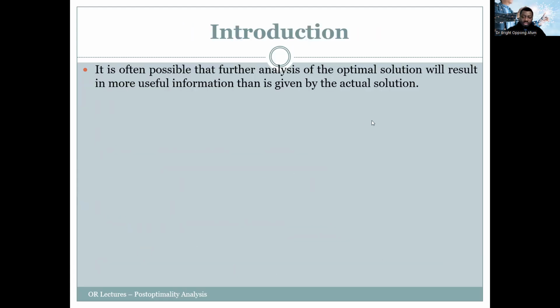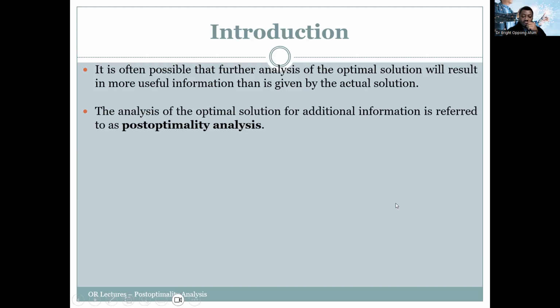It is often possible that further analysis of the optimal solution will result in more useful information than is actually given by the actual solution. So the analysis of the optimal solution for additional information is referred to as post-optimality analysis. So remember, we have optimality, right? Post-optimality is what we are doing after obtaining the optimal solution.